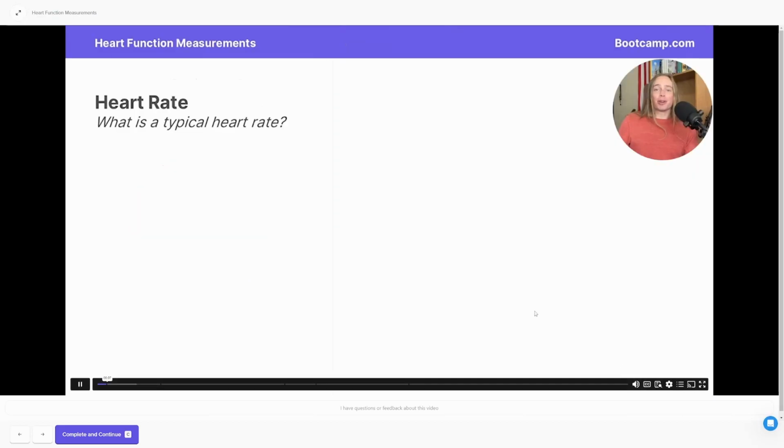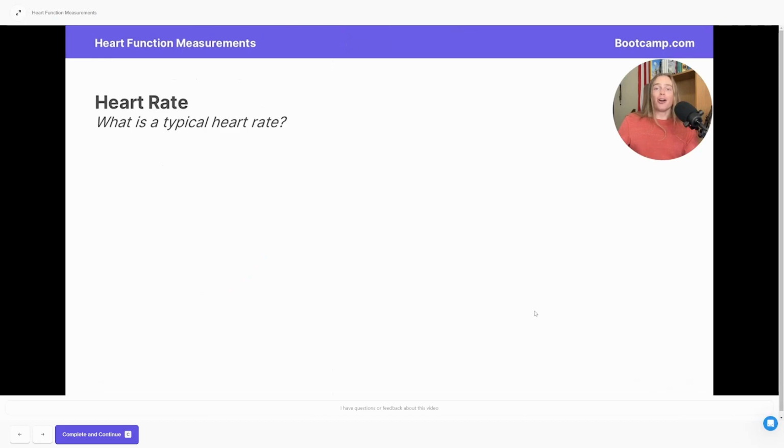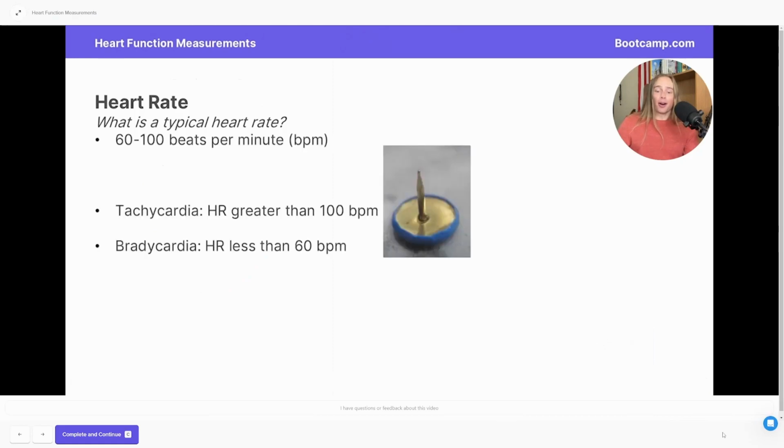The first measurement that we'll be discussing today is heart rate. Heart rate is sometimes referred to as someone's pulse, and it simply indicates how fast or slowly someone's heart is beating. So you're likely pretty familiar with this at this point, so what would you think a typical heart rate would be? Perfect, so hopefully recall that heart rate is measured in beats per minute, also known as BPM, and the typical heart rate falls between 60 to 100 beats per minute.